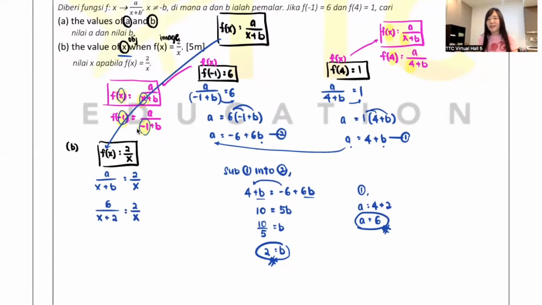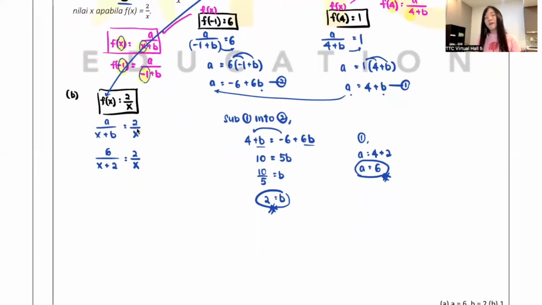Just need to move around to get the answer. So what should I do, my dear? Left side is a fraction, right side is a fraction. Now what you can do is cross multiply. So this whole thing, we call it cross multiplication.